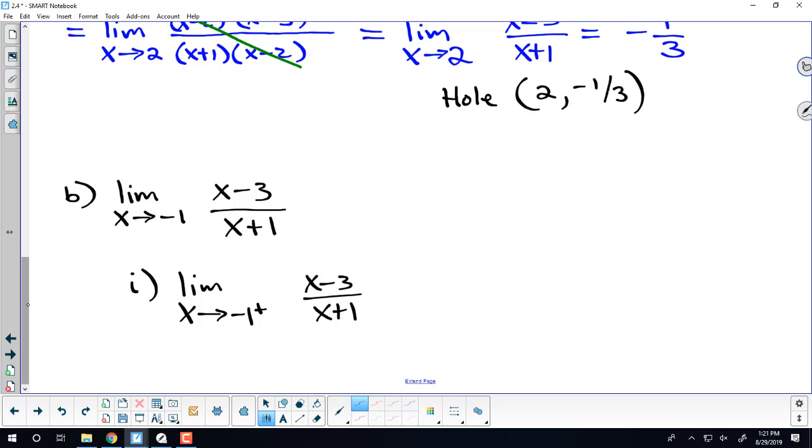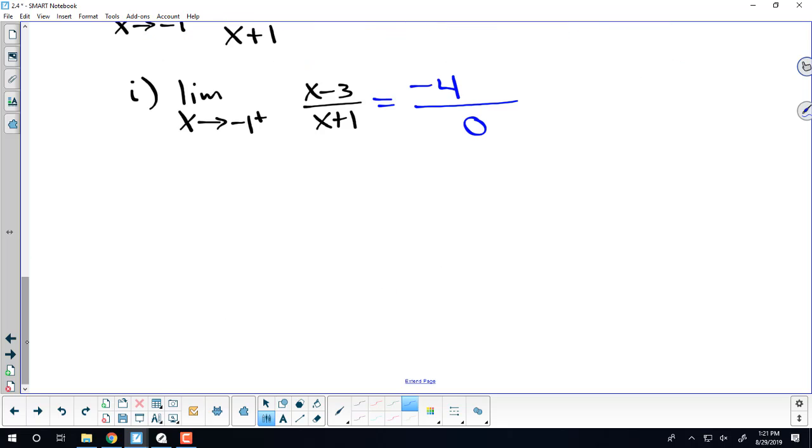So anyone care to share what they think? Would it be negative infinity? What do y'all think? Unsure, maybe? So what's the numerator approaching? -4. Denominators are approaching 0, but through what values is the denominator approaching 0? Positive, right?